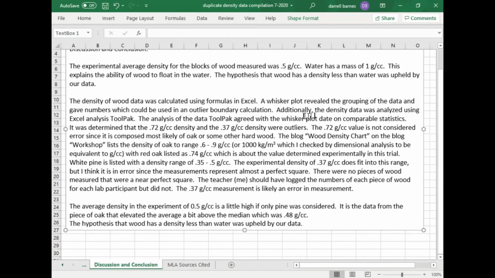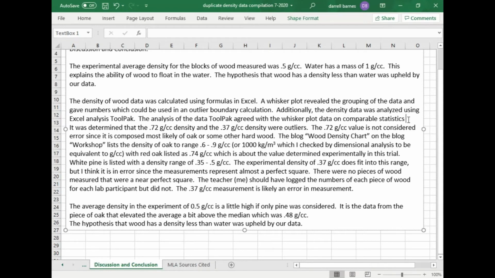A whisker plot revealed the grouping of the data and gave numbers which could be used in an outlier boundary calculation. Additionally, the density data was analyzed using the Excel analysis toolpack. The analysis toolpack agreed with the whisker plot data on comparable statistics. That means if the mean was shown in one, it would be the same value in the other. That's what I'm trying to say there.